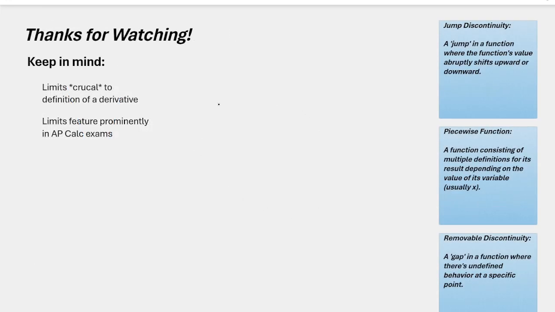All right, before we wrap up for the day, just a few things to keep in mind. Limits are going to be crucial to understanding derivatives later on, so I recommend you get a strong understanding of them both mathematically and intuitively. Otherwise, you might feel a little lost. And another thing to keep in mind is that limits are very prominently featured in AP Calc exams. So if you're planning to take either the Calc AB or Calc BC exam, I sincerely recommend you do some deep diving into limits. Otherwise, you might get tripped up by a couple of tricky questions.